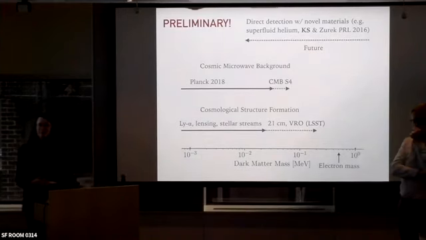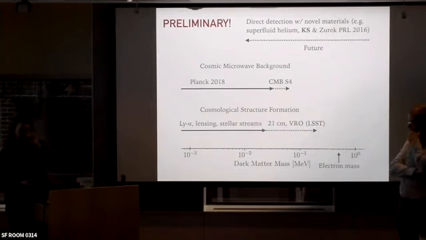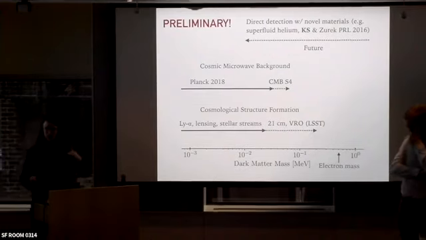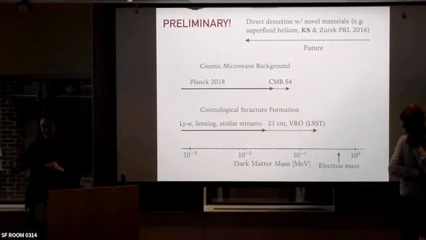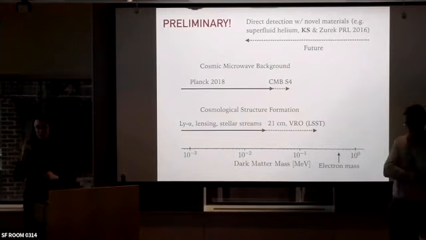But this is the two-parameter space, right? There's also a coupling constant. Yeah, but once you establish the mass, and if you require that you get the right amount of dark matter, that pins down what the coupling constant is. So it's a one-parameter model in that case.